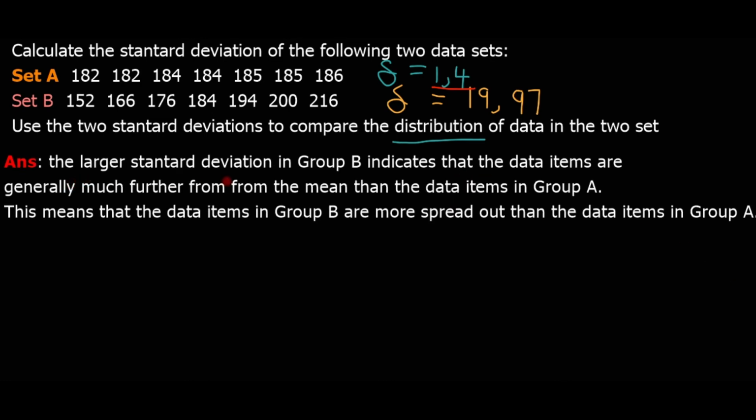The larger standard deviation in group B indicates that the data items are generally much further from the mean than the data items in group A, and then this means that the data items in group B are more spread out than the data items in group A.